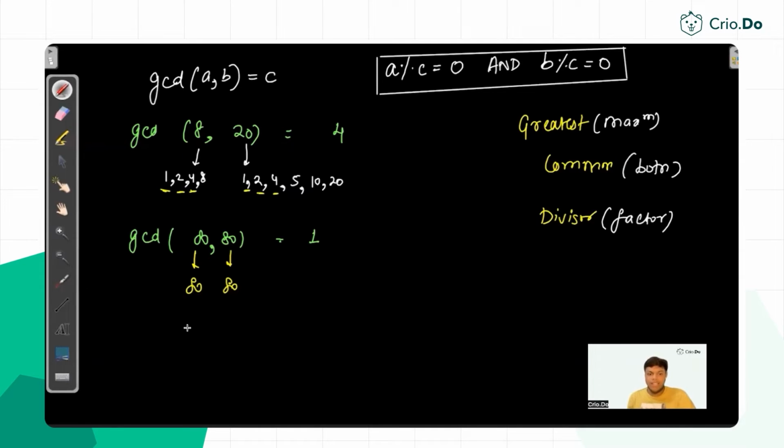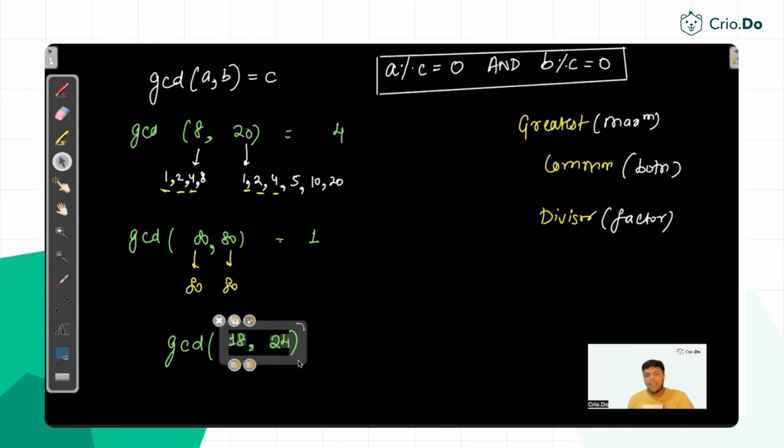But what if we take a test case where we can do a little dry run? Let's not take 32, let's take 18. And the second number we are taking is 24. These two numbers we are taking, and we need the highest common factor. So what are the factors of 18?